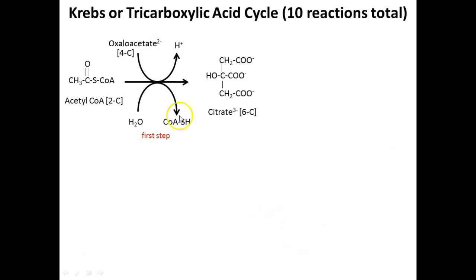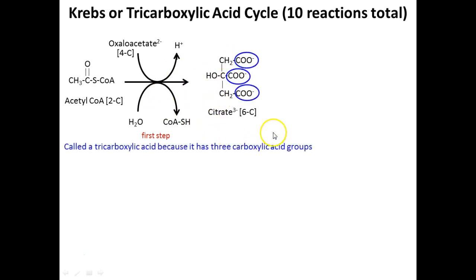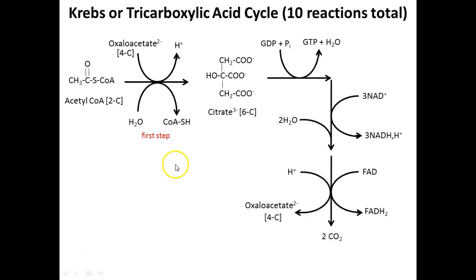So first step of the Krebs cycle, see, we form from oxaloacetate and the acetyl-CoA, we form that citrate. Right? So again, another reason why it's sometimes called that. And another reason is that you have 3 carboxylic acid groups associated with citrate. So that's another reason why it's sometimes called the Tricarboxylic Acid Cycle. Right? Because that's what you're forming in this cycle.